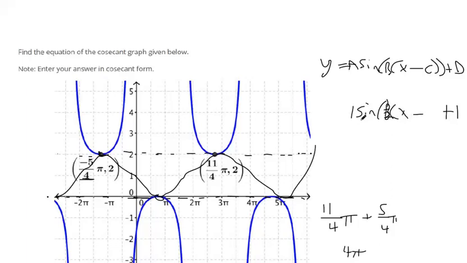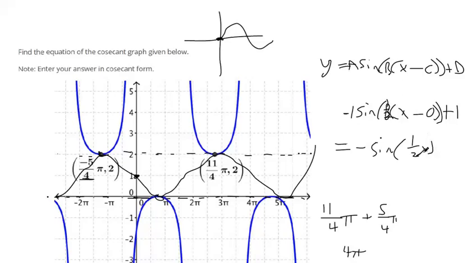And now C is if there's any sort of horizontal shift that's occurred. Sine usually starts at 0, 0. This is the sine wave with no horizontal shift, no vertical shift. It goes up and down between 1 and negative 1. I just noticed that ours starts at the midline, just like this one does. So it looks like there's no horizontal shift. But it actually starts going down instead of going up and then down, so we need a negative on the outside here. So no horizontal shift, we just need that negative sign. Putting that all together, it's negative sine 1/2 x plus 1.